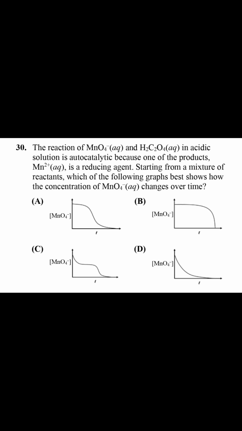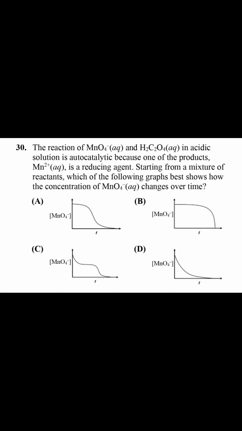So if we look at A, that matches up pretty well. It starts changing pretty rapidly due to the catalyzing product. But then once the MnO4- concentration reaches a low point, the reaction also seems to stop happening so much.